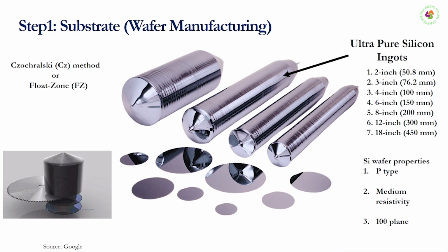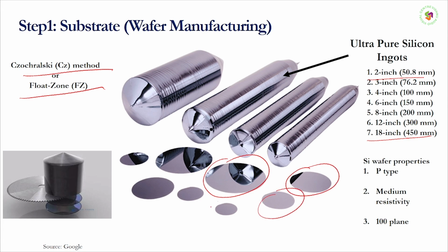So as you can see in the next slide, these are the different ultra pure silicon wafers with different diameters. The different diameters are in the range of 2 inches to 18 inches. So as I told you, there are two ways to convert the metal graded silicon into electronic graded silicon, that is the CZ method, and another one is the float zone method. So these silicons, if you see here, have different diameters, which range from 12 inches to 18 inches.